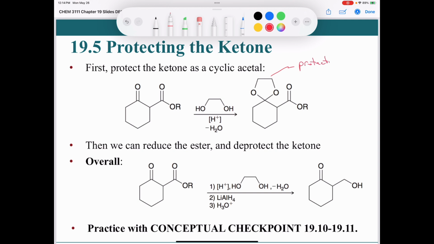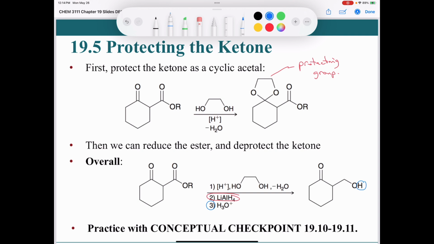Okay, protecting group. All right, so now that we have our protecting group installed, then we can reduce our ester using lithium aluminum hydride. And what's neat about this specific case is that you remember after the reduction with lithium aluminum hydride, you need an acid workup with H3O+, but that would do two things.